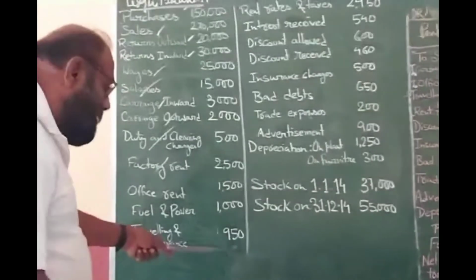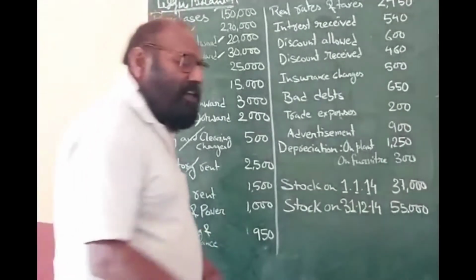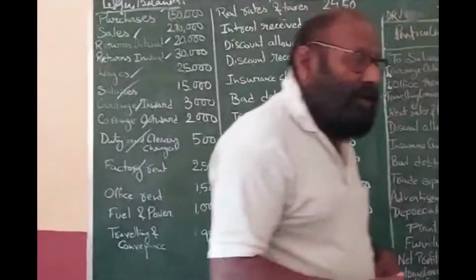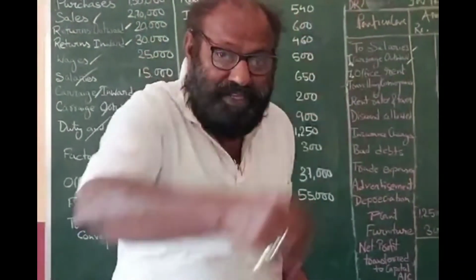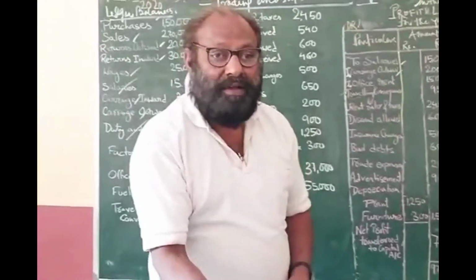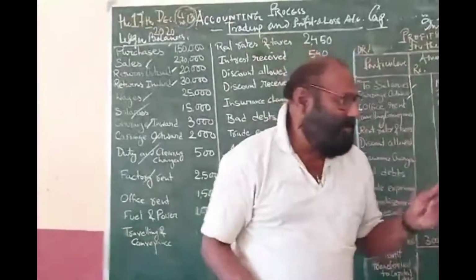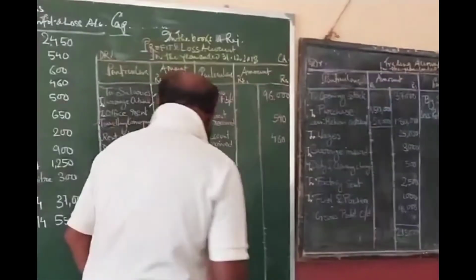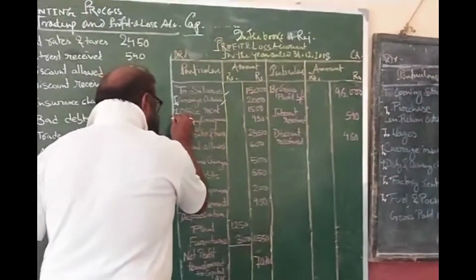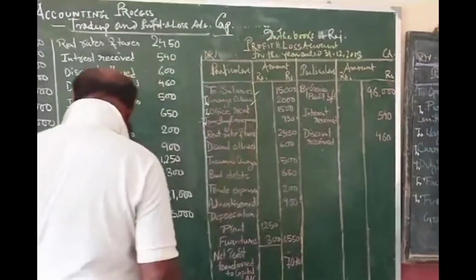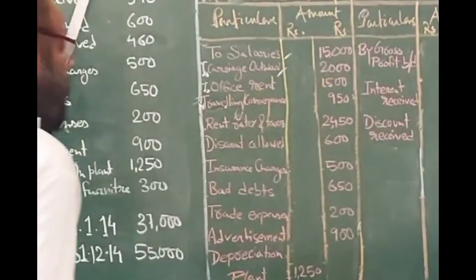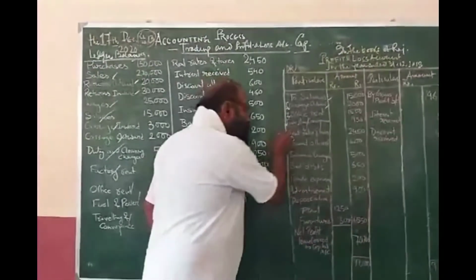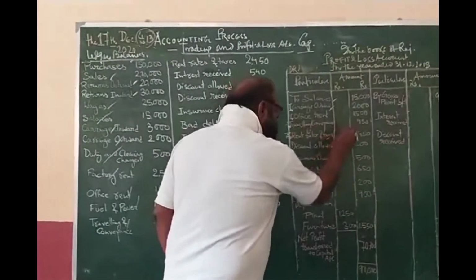Then comes traveling and convenience. Traveling and convenience is generally treated as an administrative expenses because your peon is going to different places for visiting, for making the documents or whatever be the activities. So traveling expenses is an administrative expenses. Now rates and taxes. I have already told you yesterday. Rates and taxes is an administrative expenses. It is in the profit and loss account.